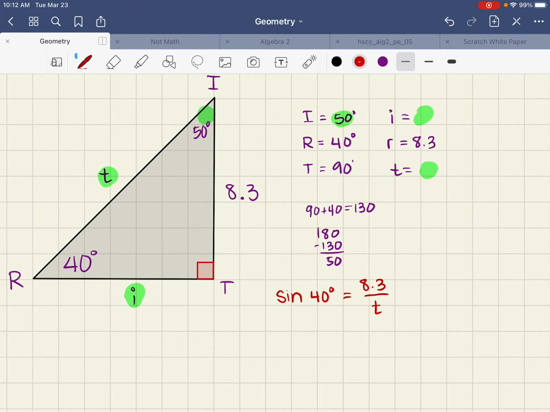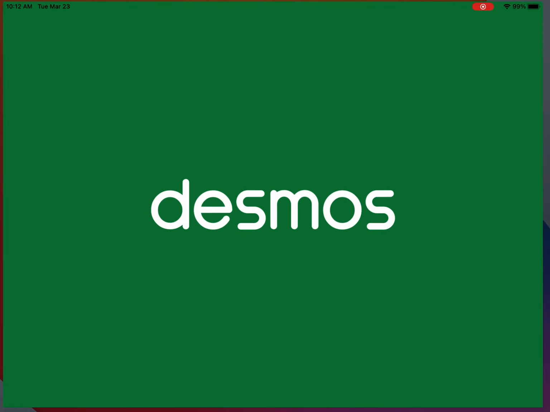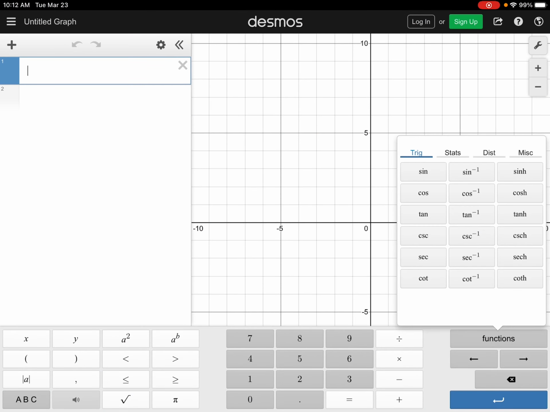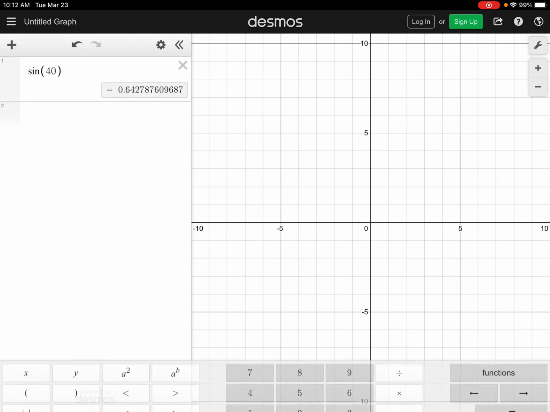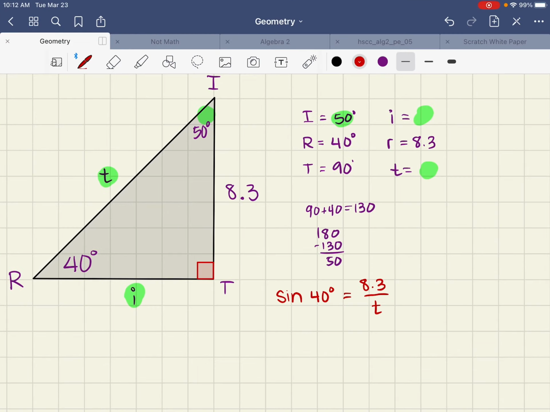All we have to do now is swing over to Desmos and find out what the sine of 40 is. Sorry, I don't have that set up. We're going to go to functions, sine of 40. Let's swing that over to degrees, sorry. It's 0.6428. So 0.6428 is equal to 8.3 over T.